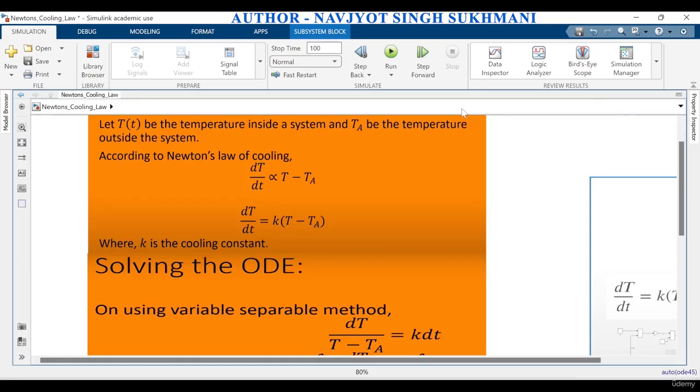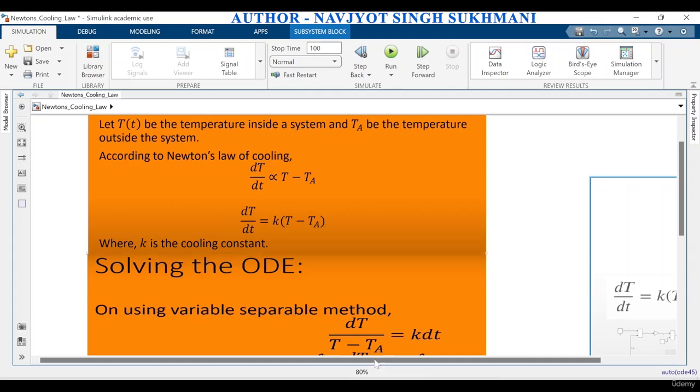Hello all. We are learning about various Simulink library basic blocks. Till now, we have covered various basic library blocks and various basic projects or logic implementations using the Simulink library. Now we will learn how to implement Newton's law of cooling in Simulink.